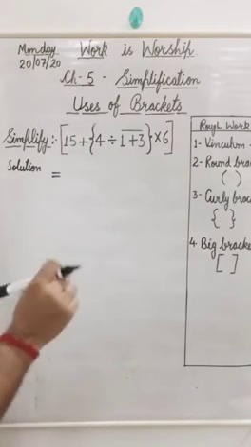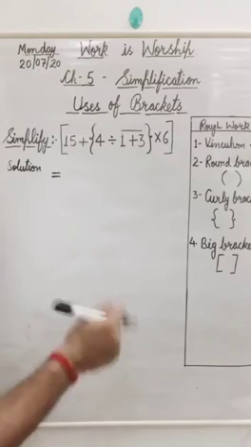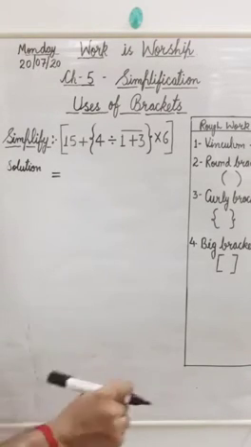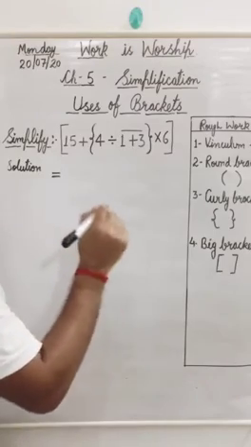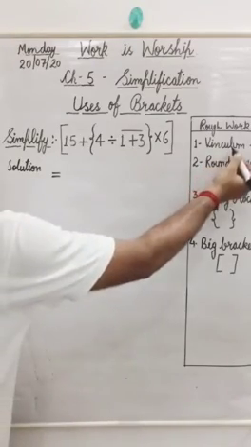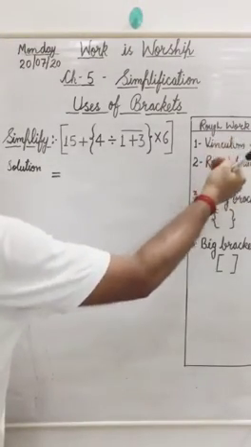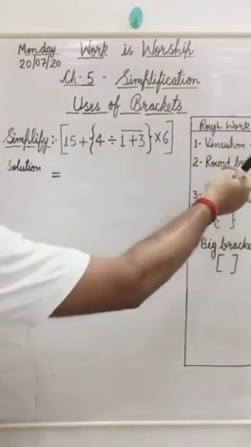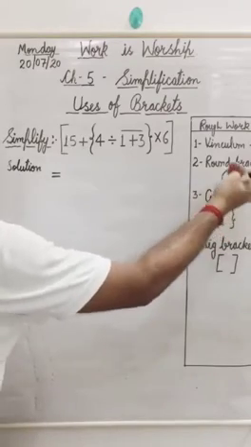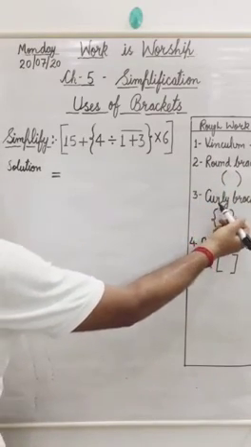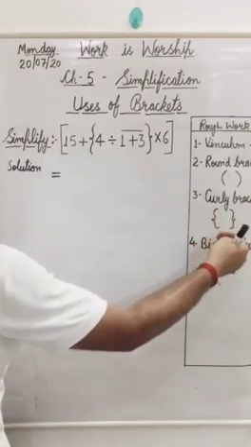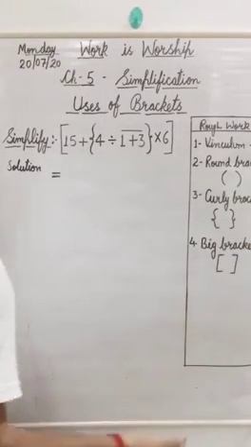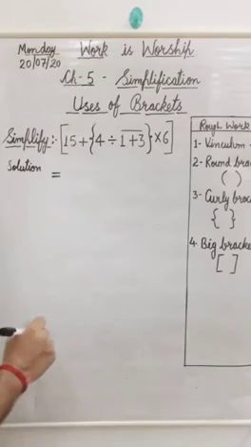So students, we earlier discussed that in solving the problem of simplification, firstly we solve the operation within the brackets. In order to solve the brackets, first of all we will solve the vinculum bracket or line bracket. After the vinculum bracket we will solve the round bracket. After solving the operations inside the round bracket we will solve the curly bracket, and after the curly bracket we will solve the operations inside the big bracket. Okay, so let us solve the example.